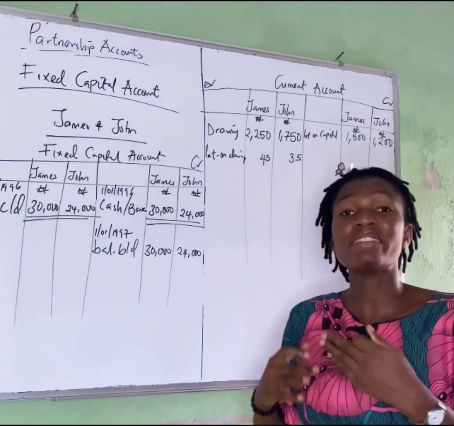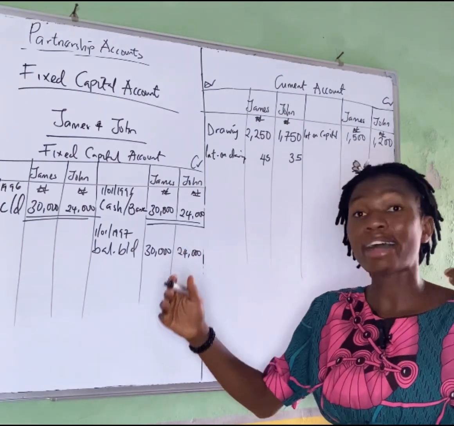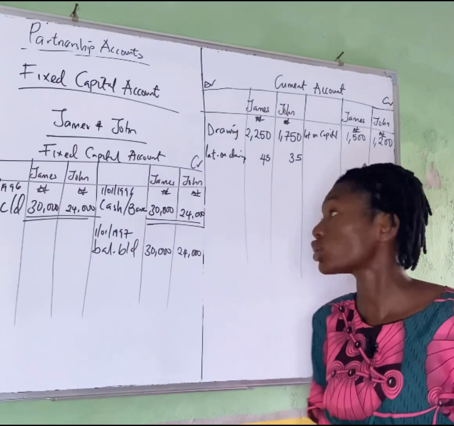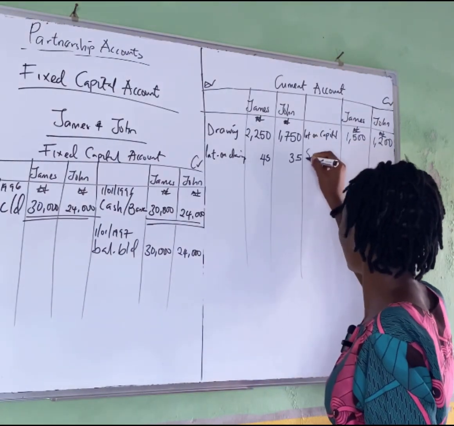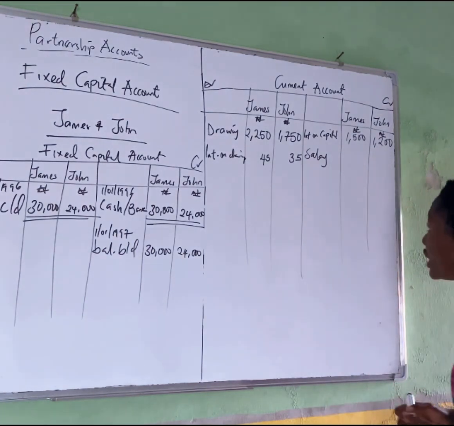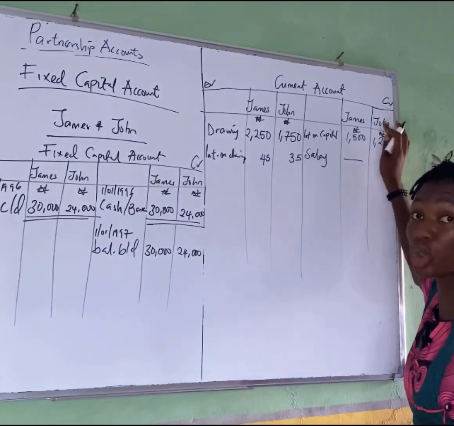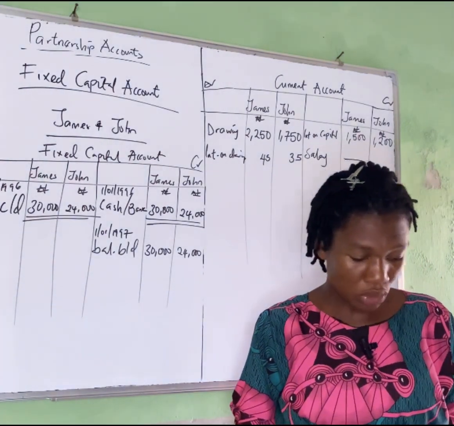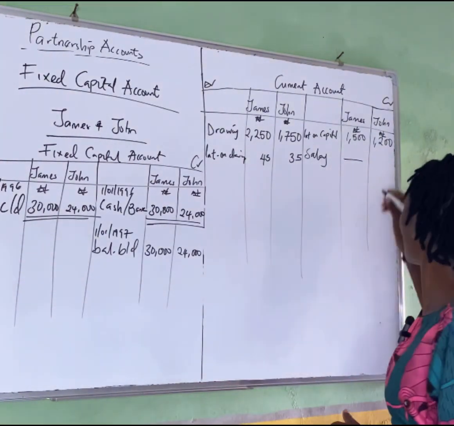Now the next thing is salary. Like I said, everything that was deducted in our proportional account, we will be crediting in the current account. So we are bringing in the salary. The salary was only paid to John, and that salary amount was 1,800 naira.